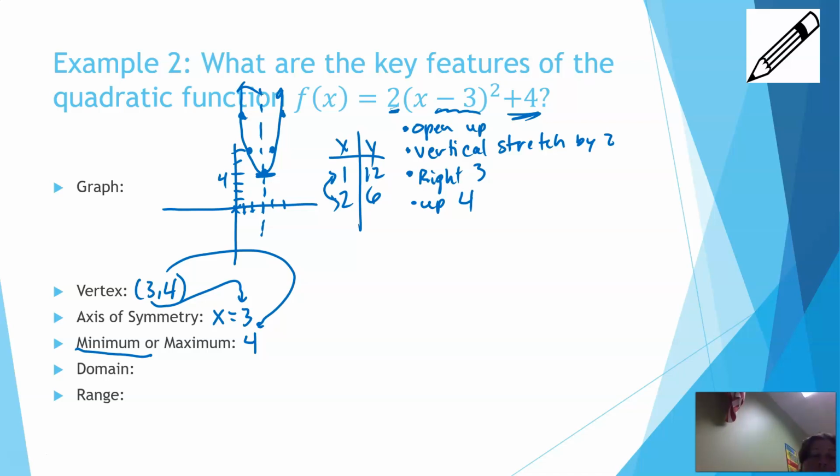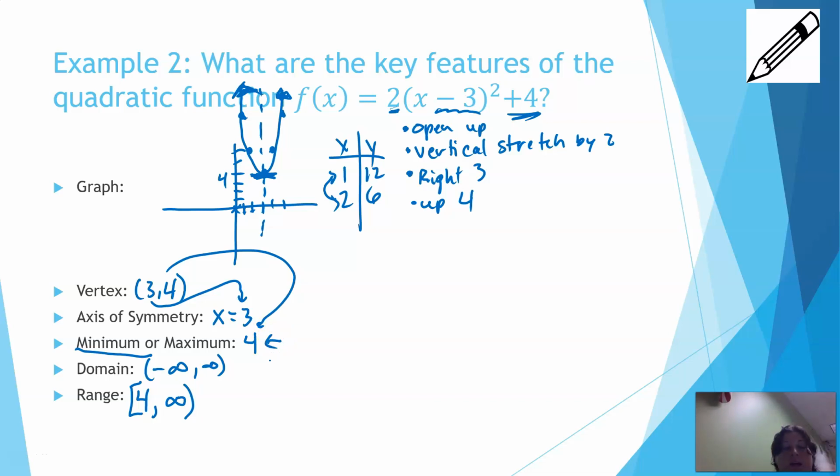Last but not least, domain and range. Once again, left to right, arrows on both sides, everything in between. So your domain is negative infinity to infinity. All parabolas, all quadratics actually, have the domain of negative infinity to infinity. And finally, range, looking bottom to top, it starts with the lowest value of 4. It's a point on the graph, so I include it, and it goes up to infinity. So yes, your minimum or maximum value will always be a part of your range, but you do have to be careful because if it flips upside down, it changes it slightly.